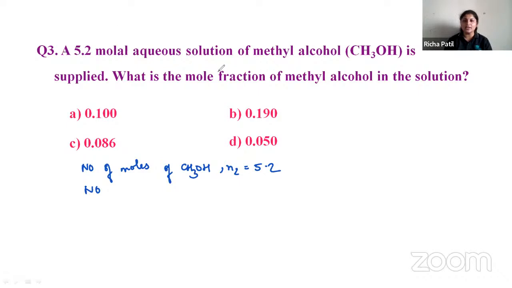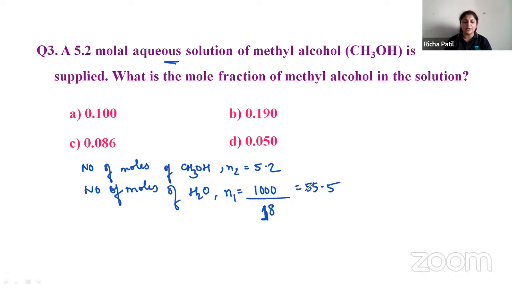It is a molar aqueous solution. Now we have to find the mole fraction of methyl alcohol in the solution. Your alcohol is dissolved in water, so the number of moles of water is N1. How will we find it? It is 1000 divided by 18, the weight by its molecular weight. So you get 55.5.